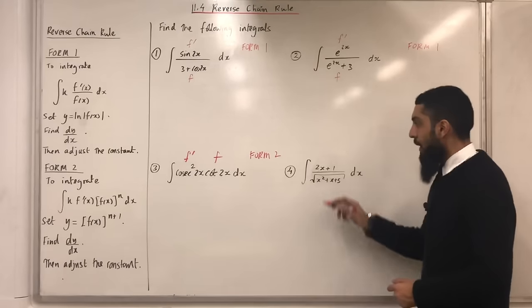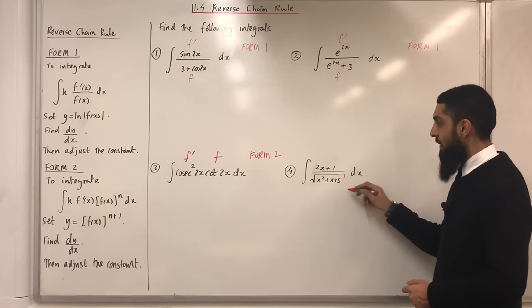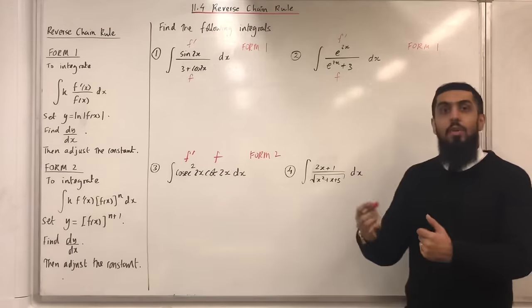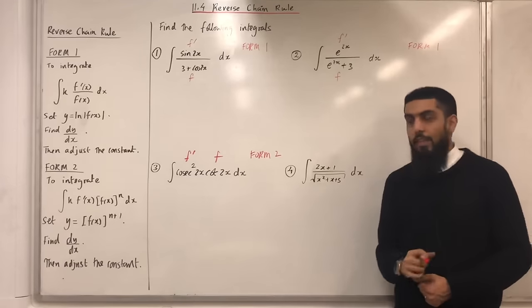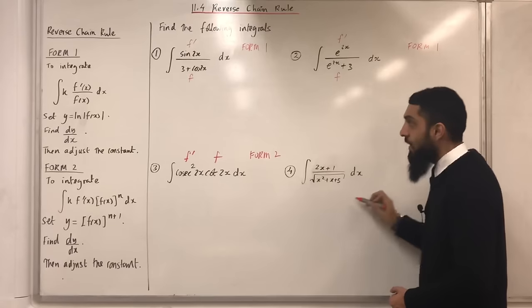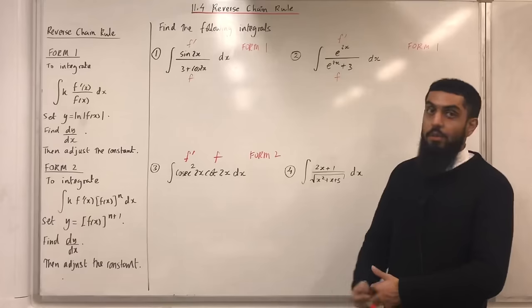Fourth integral, integral of 2x plus 1 over square root x squared plus x plus 5 dx. Now, if I differentiate the denominator using the chain rule, I don't get something similar to the numerator, which is 2x plus 1. Therefore, this particular integral does not follow form 1. Perhaps it follows form 2.